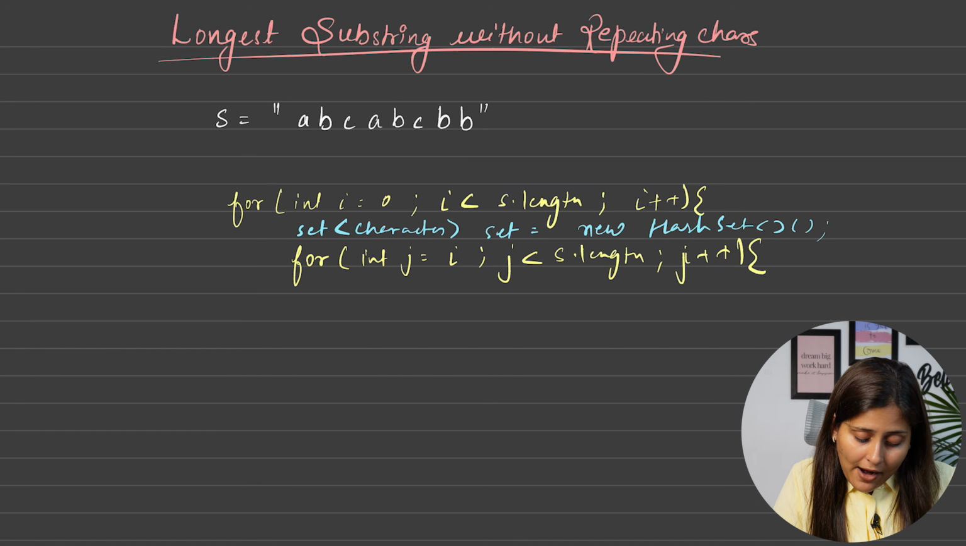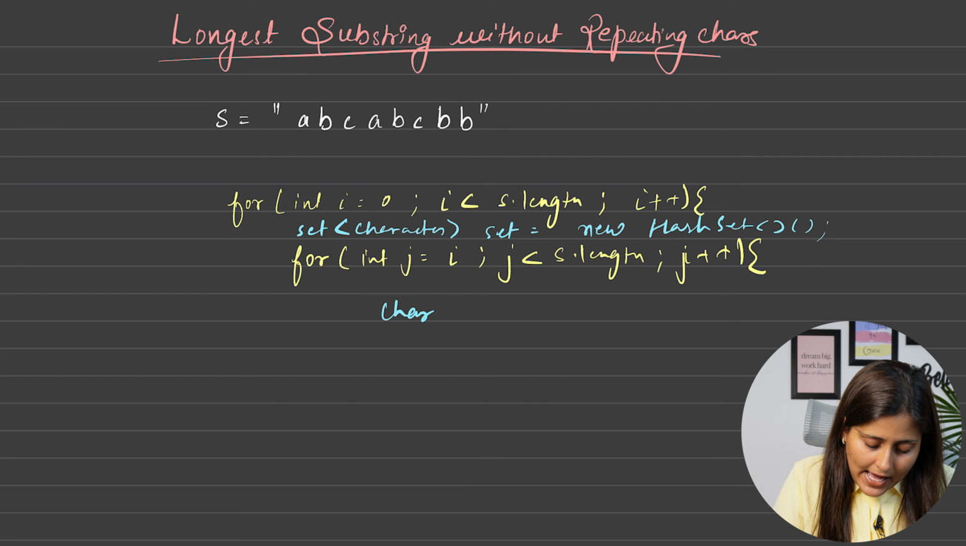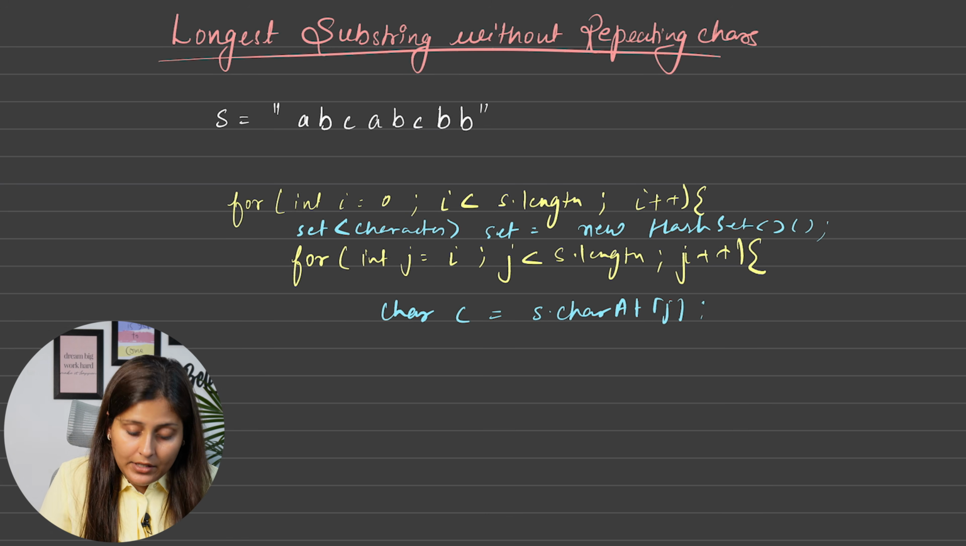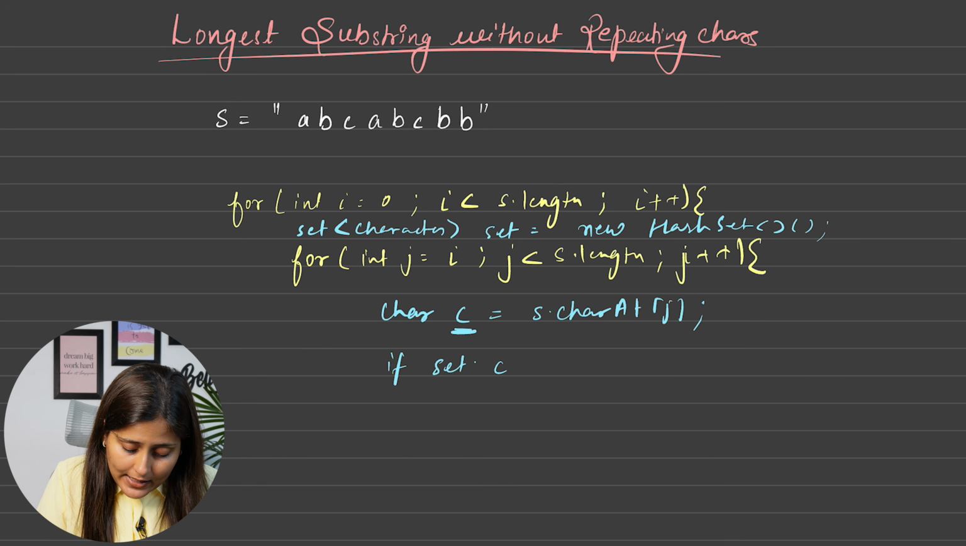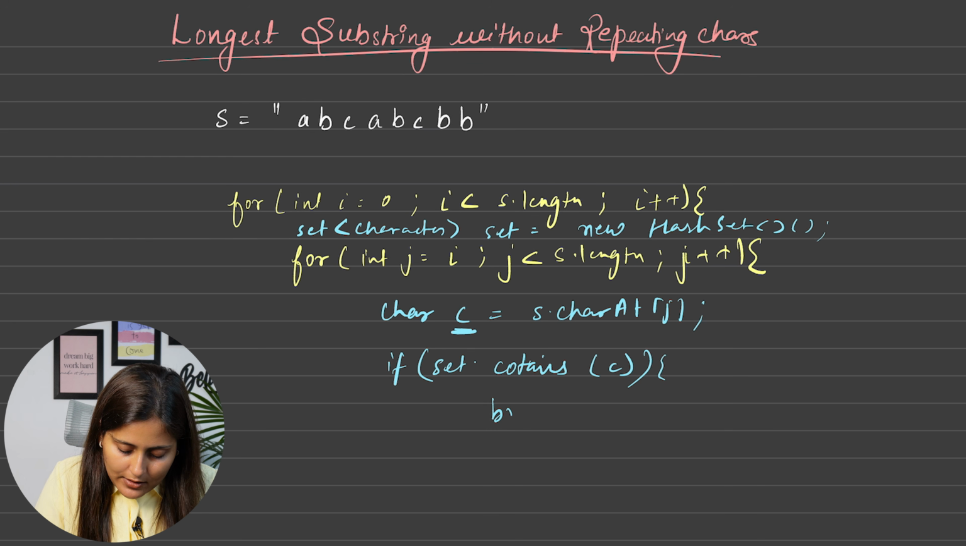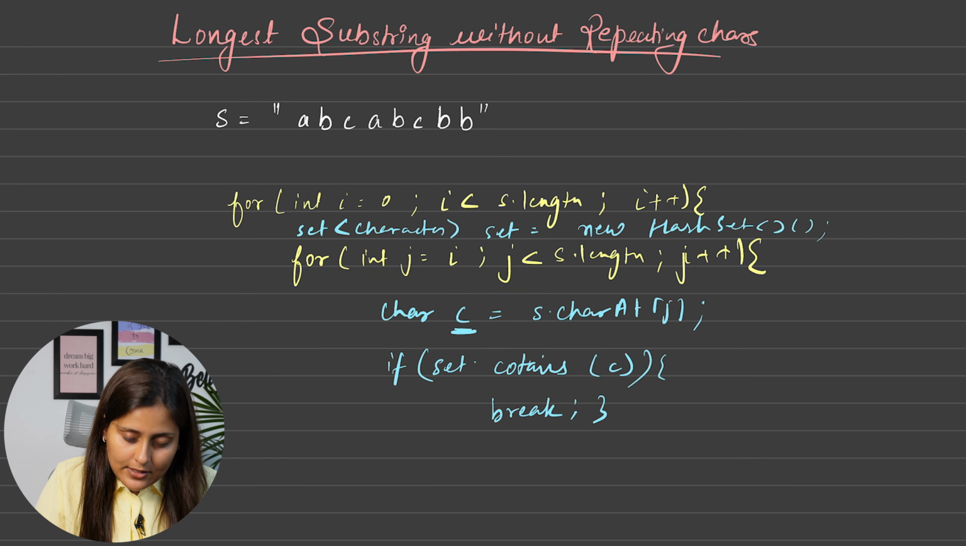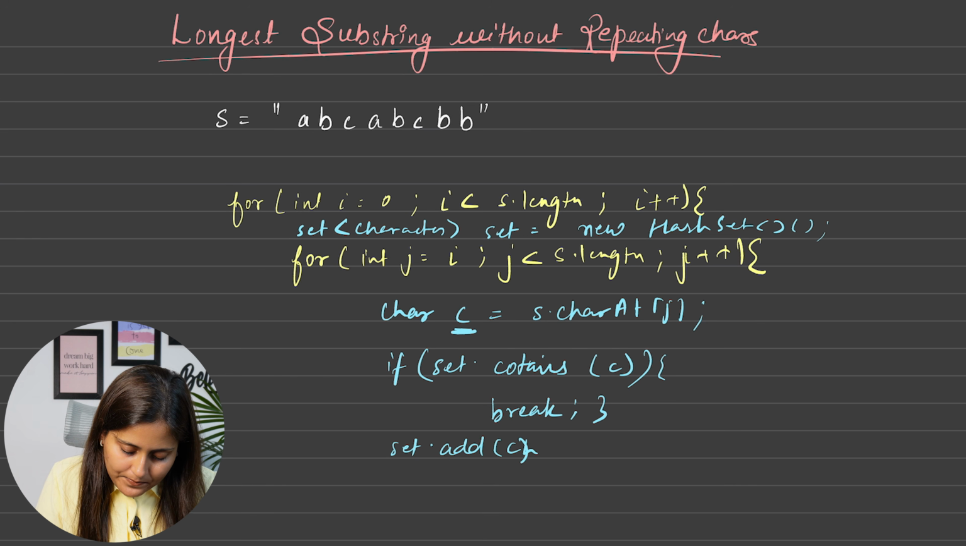Now one by one I have to read the characters with the help of J, which we save in char C equal to s dot charAt J. One by one we will read the characters, and here we have to check if set dot contains this character C, then we can say a duplicate is found, so we have to break. So this inner for loop, which is running for J, will break here. Otherwise our task is to add the character in the set.